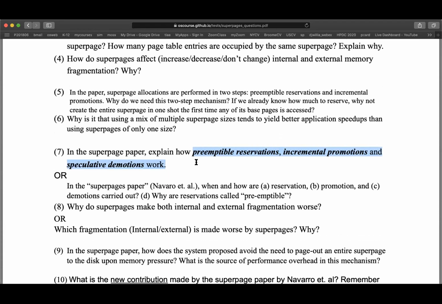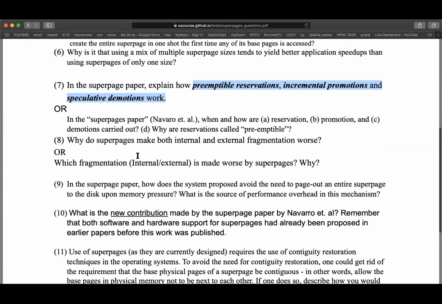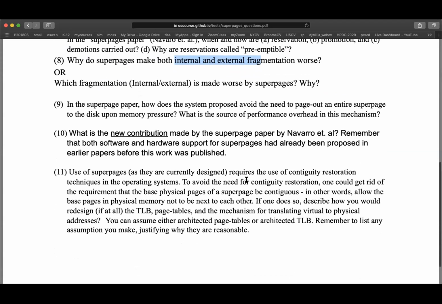Okay. So, with respect to the super page paper, we covered these concepts of preemptible reservation, incremental promotion, speculative demotion. So how do these three key concepts work, right? And the idea of internal and external fragmentation, how do both of them become worse? And why do they become worse? And why is contiguity, again, related to the fragmentation problem, why is contiguity restoration important?